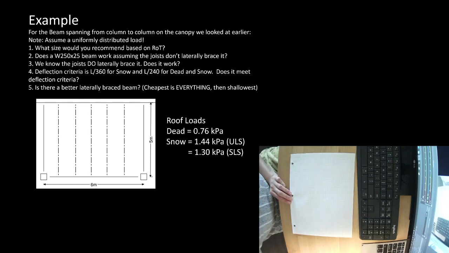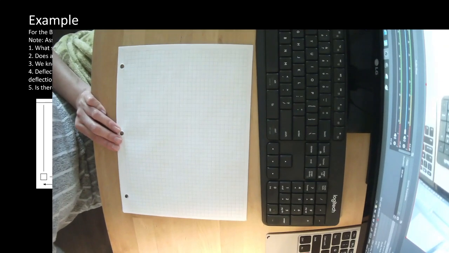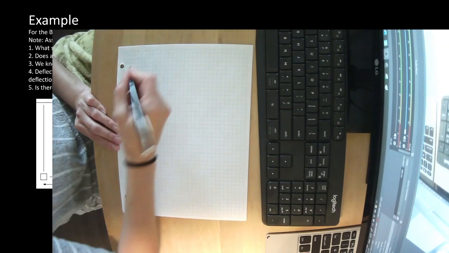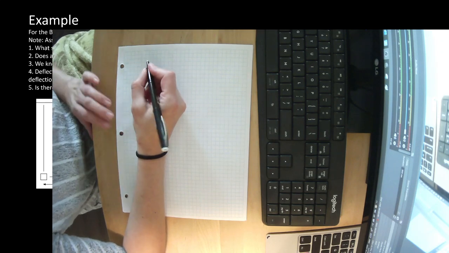So now we can start doing the calculation for the beam. We want to start with recommending a size based on sizing guidelines. Then we want to check a W250x25 unbraced. Then we want to check a W250x25 laterally braced by the joists. We've got to remember to incorporate our deflection criteria. And then we want to see if maybe there's a better beam that works for this. So let's start going through the calculations.